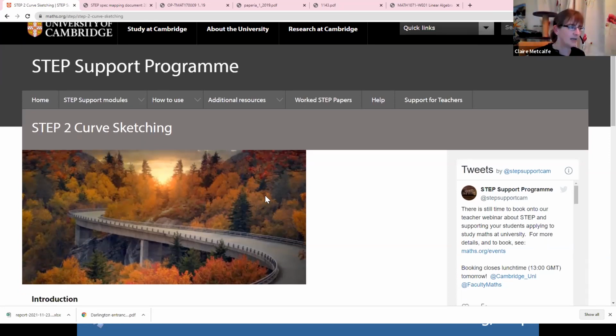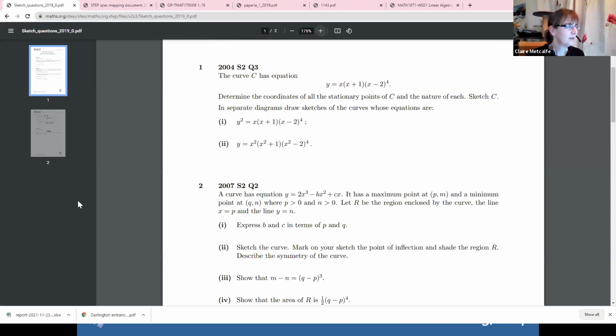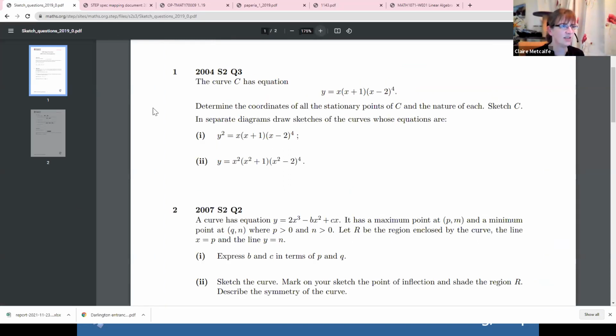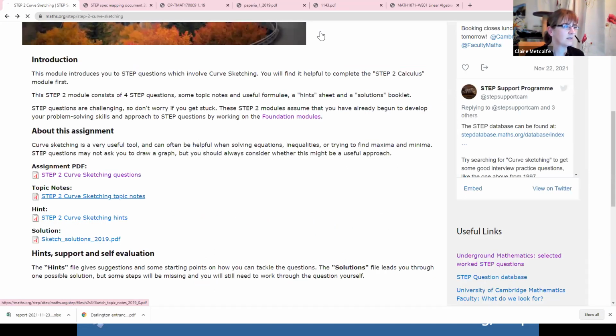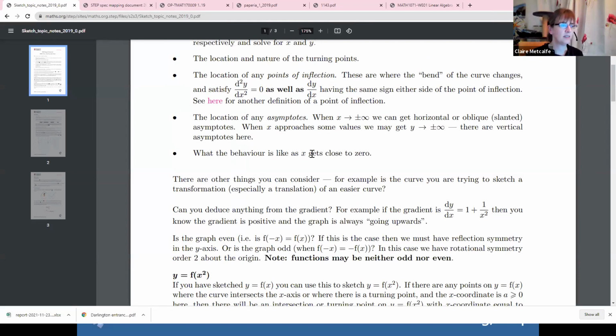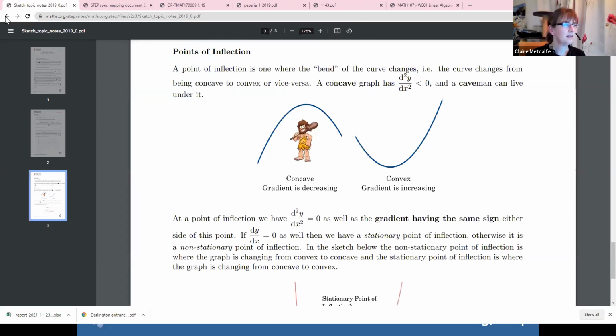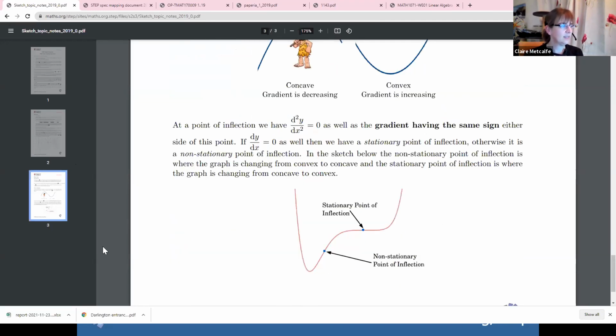So in curve sketching, there are some questions, there are some notes. With curve sketching, there's a lot of: these are the things that you should be thinking about. So it's more, these are the steps that you go through. I think there's also some discussion about turning points and concave and convex functions. Then there's hints, and then there's solutions at the end.